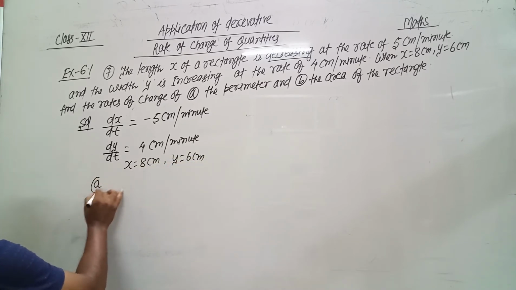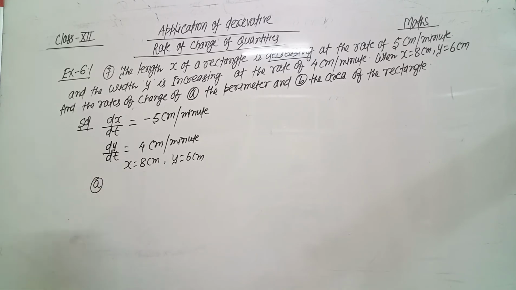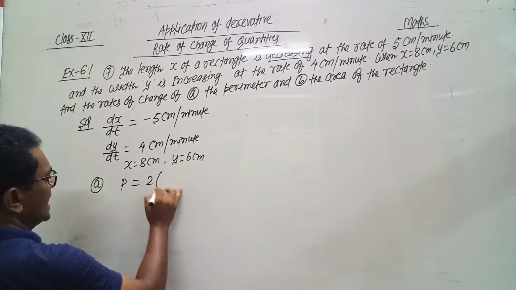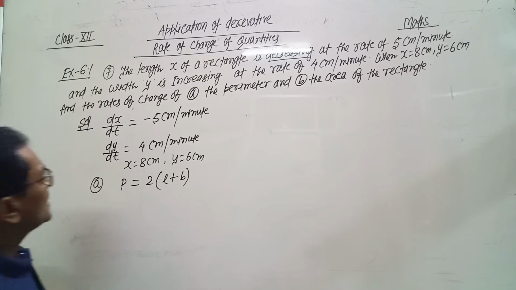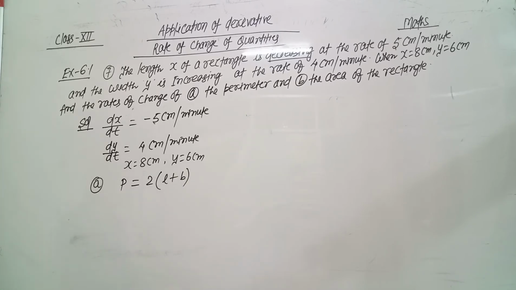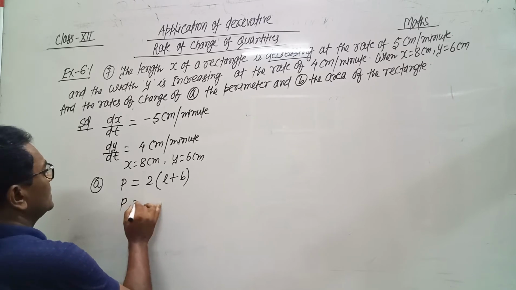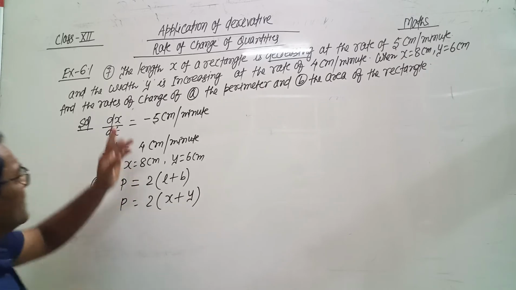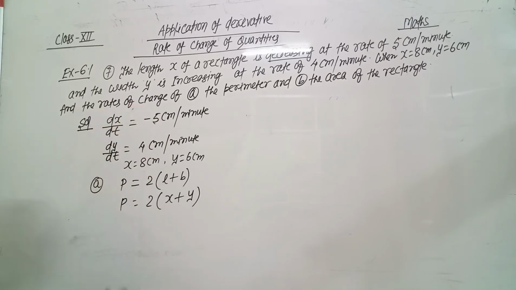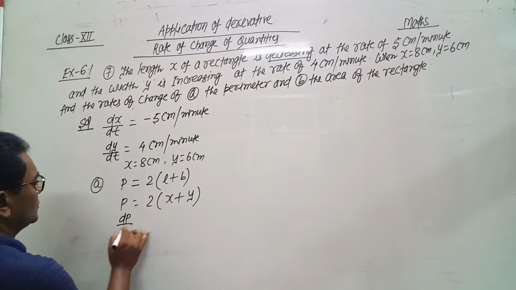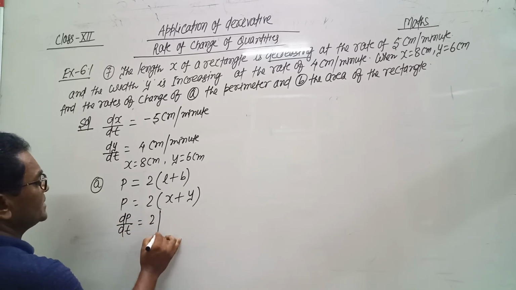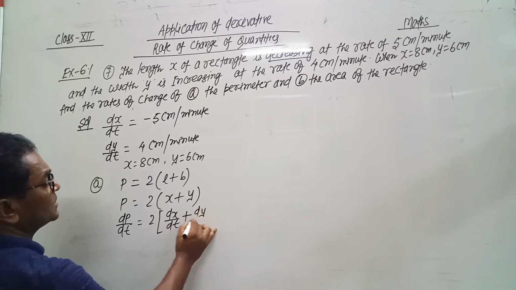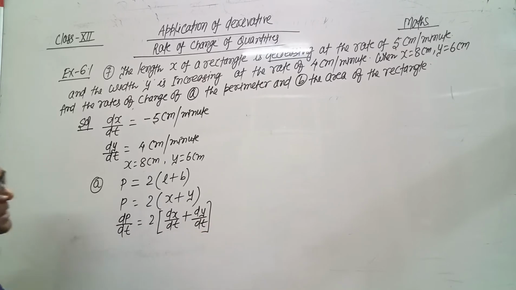Find the rate of change of the perimeter. So we use the formula for perimeter of a rectangle, twice L plus B. The value of L is x, the value of breadth is y. We have to find the rate of change of the perimeter, means differentiate with respect to time, dP by dt. Twice, as it is, differentiation of x with respect to time, dx by dt, and differentiation of y with respect to time, dy by dt.